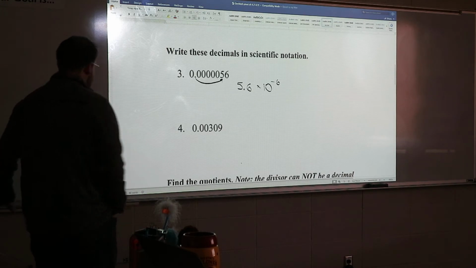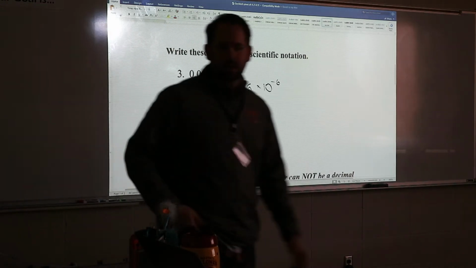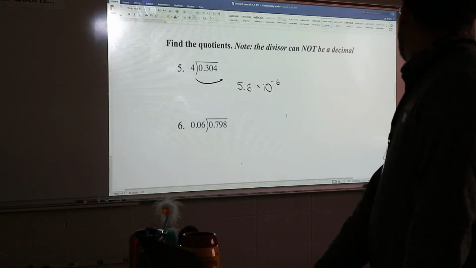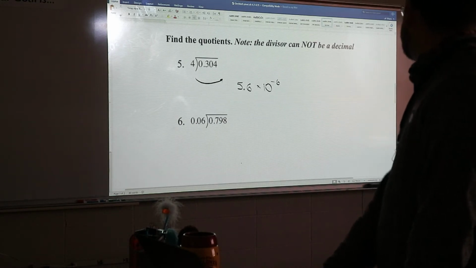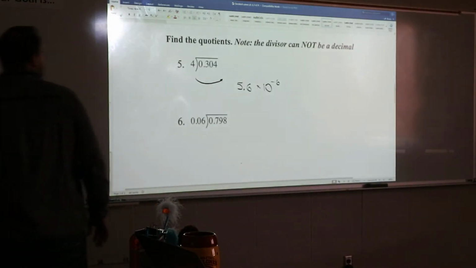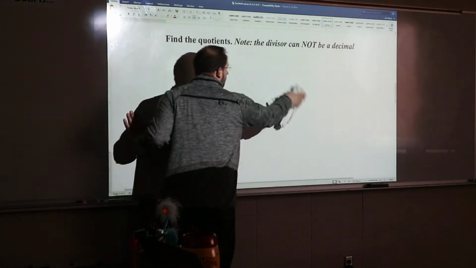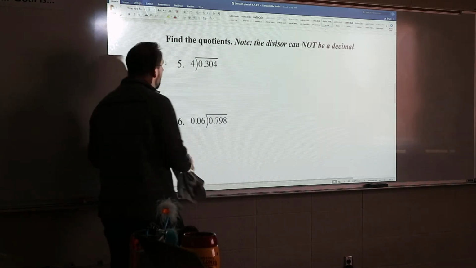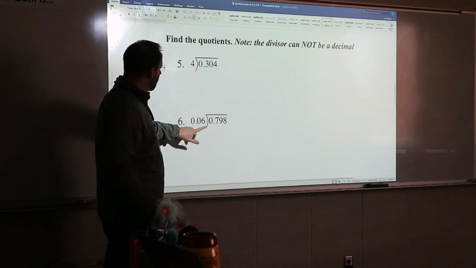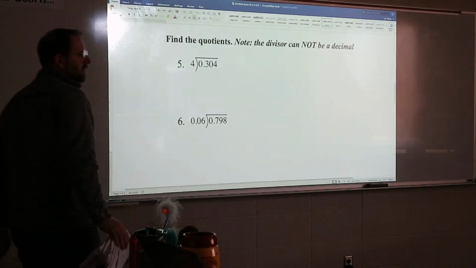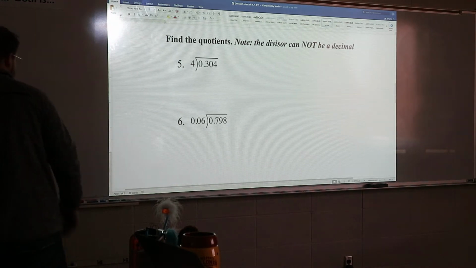We're going to move on to 5 and 6. Alright, now these, 5 and 6, these are my last 2 today. On these particular problems, we're going to be long dividing them, and that means you have to move the decimal. So if there's a decimal on the outside, we have to move it. So like on this one, we'd have to move the decimal. So, which one do you want me to do? Either one you want. 6. Okay, we'll do number 6 here.